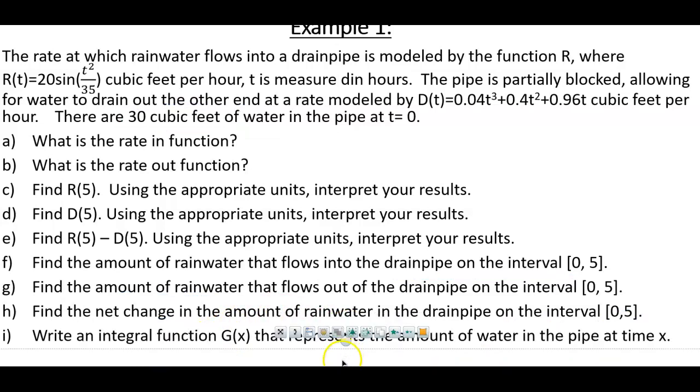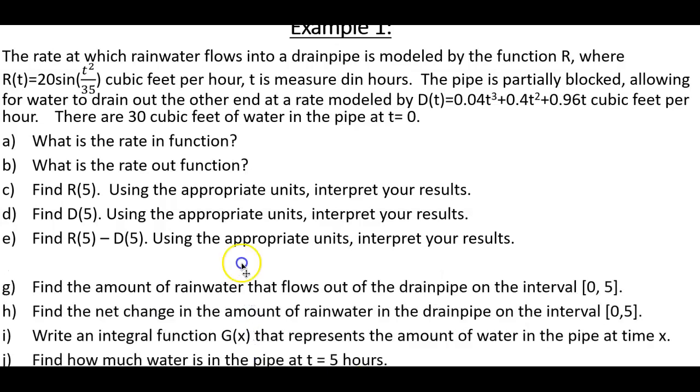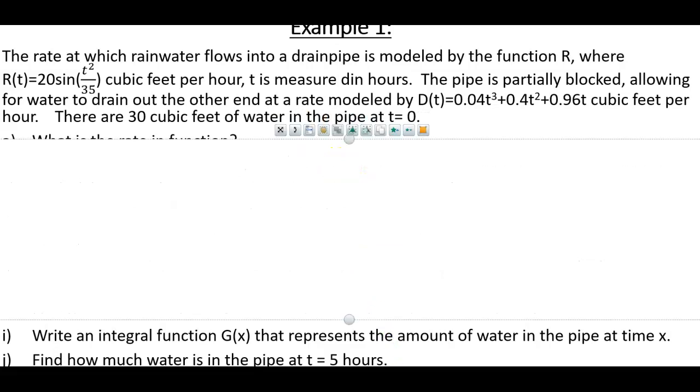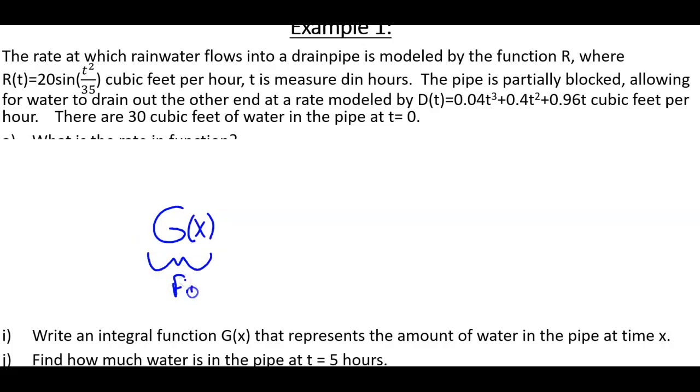Write an integral function that represents the amount of water in the pipe at time x. All right, so for this, we're going to call this function g. And that g represents the final amount. You don't have to label this like I am, but I'm going to. That's the final amount of water in the pipe at time x.